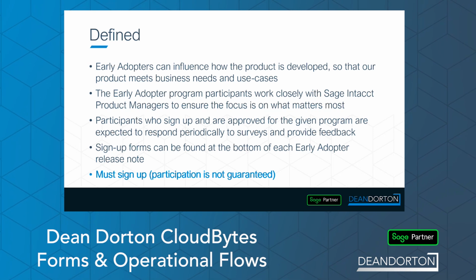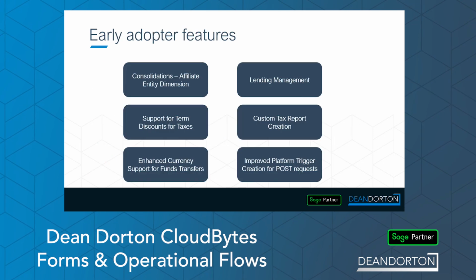And if you can't remember that email address, then yes, tag your favorite person at Dean Dorton. If it's Kristen or Dale or Luke or Tony or whoever it might be, reach out and somebody will assist you in trying to get into one of those early adopters. We can't guarantee anything. Sage makes the final decision on all these entrants into the early adopter, but we'll give it the best shot and try to get you in there if it's something you want to be a part of.